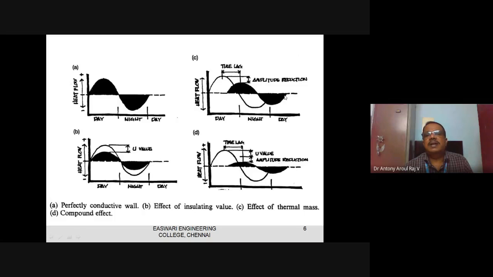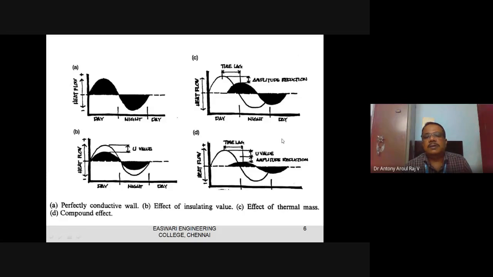So what is happening? The peak is getting reduced, and you are finding even this also it is getting reduced. If the insulation is there, here you see the B, B is just insulation. That means amplitude is reduced. The effect of insulation in a building wall is to reduce the amplitude, but the effect of thermal mass, M into Cp, is to reduce the peak as well as to shift. The effect of thermal mass is to reduce the peak and then shift.